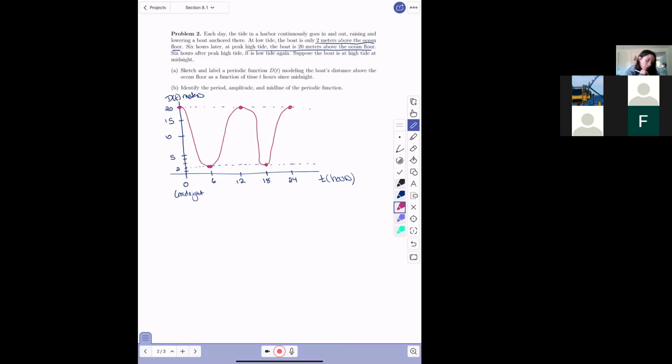And it's supposed to be perfectly symmetrical and the same continuing, but you guys get the point. Any questions on part A? Could you go over how you got the points one more time?